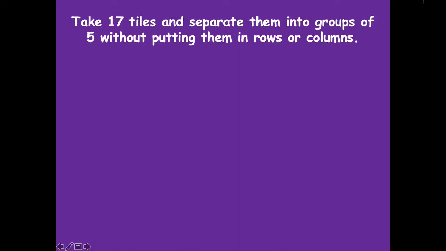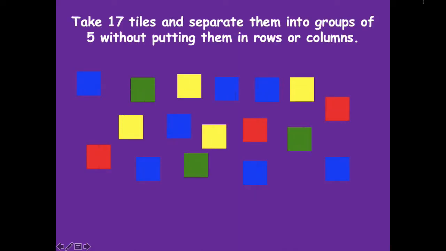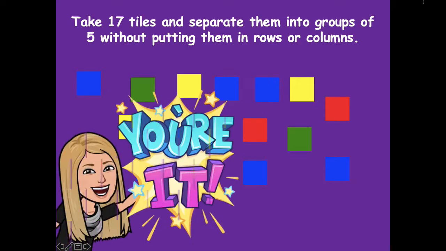All right, friends, so you're going to take 17 tiles. So you're just going to scatter them out, count out 17, and separate them into groups of 5 without putting them in rows or columns. So you're just putting them like a little group of 5 over here, a little group of 5 over there, until you have groups of 5. So pause the video, take your 17 tiles, put them in groups of 5, and then click play when you're ready for the next step.